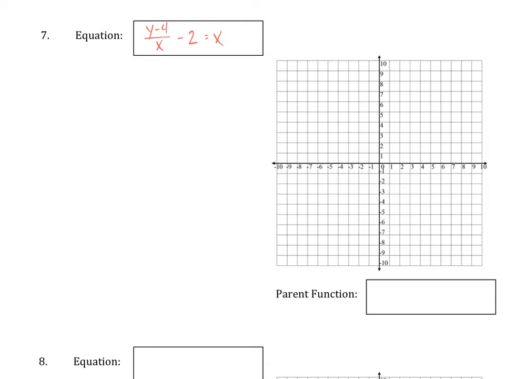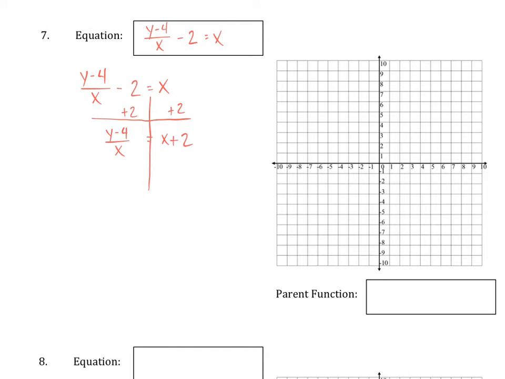All right, guys, I'm going to do number 7 for you for tonight's homework. So in order to graph this thing, we're first going to have to solve for y. The first thing I would do would be to move this -2 to the other side by adding 2. All right, so now I'm going to have y minus 4 over x equals x plus 2.